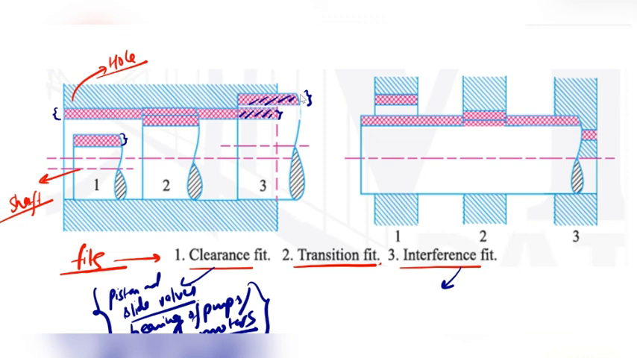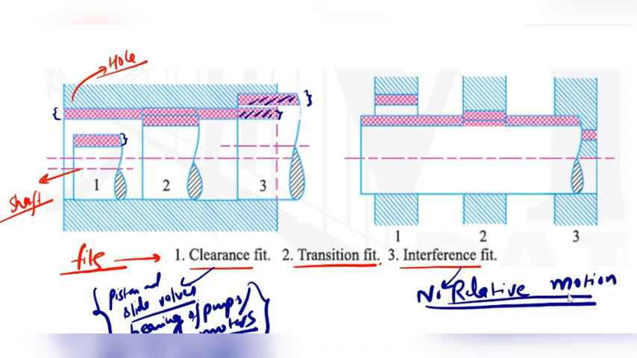How do these fits occur? In the case of interference fits, elastic strains develop on the mating surfaces during the process of assembly, and in future there is no relative motion in between the mating parts. So this is very important.